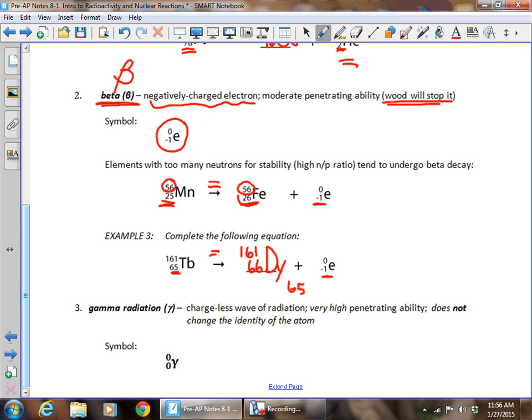The last type is gamma. I keep having people write it looking like a Y. It looks kind of like a nose-diving fish, actually, handwritten. Gamma radiation is chargeless. It has 0 charge. It's not a particle. It is simply radiation. It's energy. That's it. Since it's just electromagnetic energy, it's not going to change the identity of the element that's giving it off at all, because its symbol is 0 over 0 gamma.